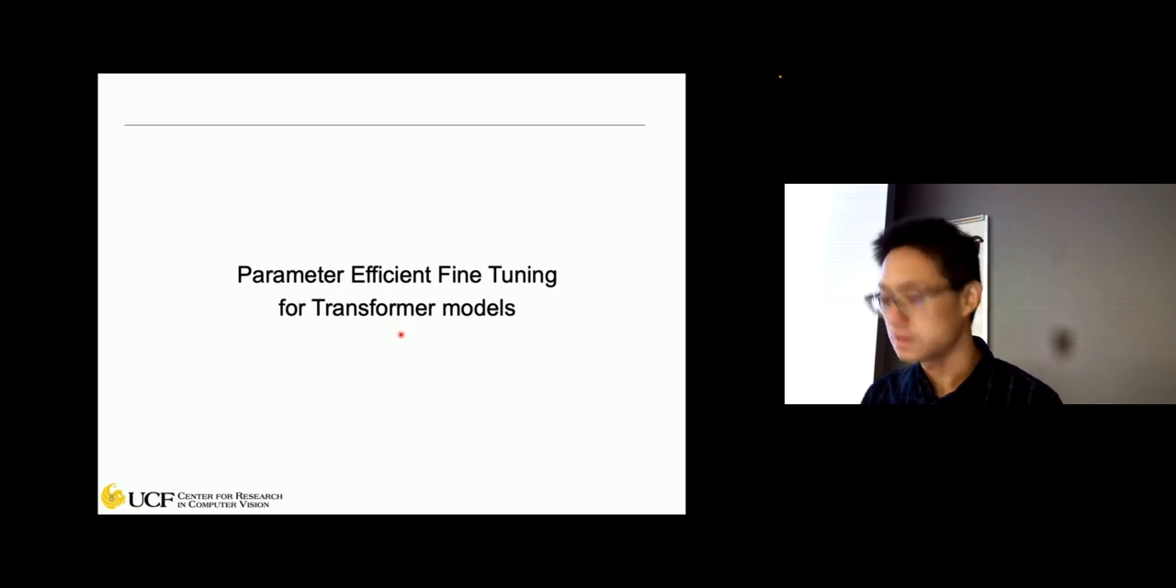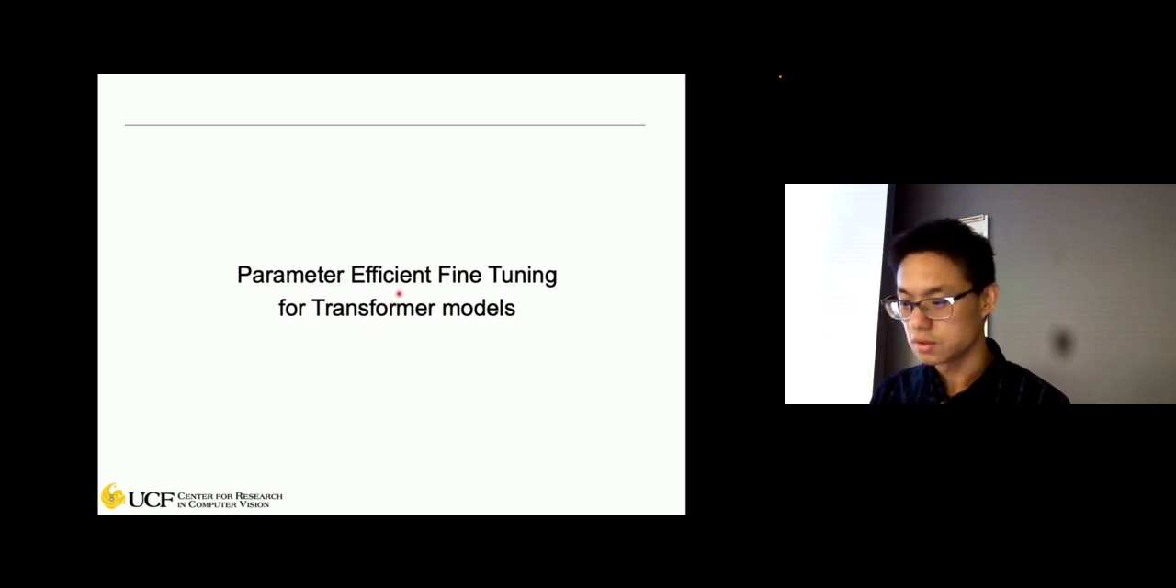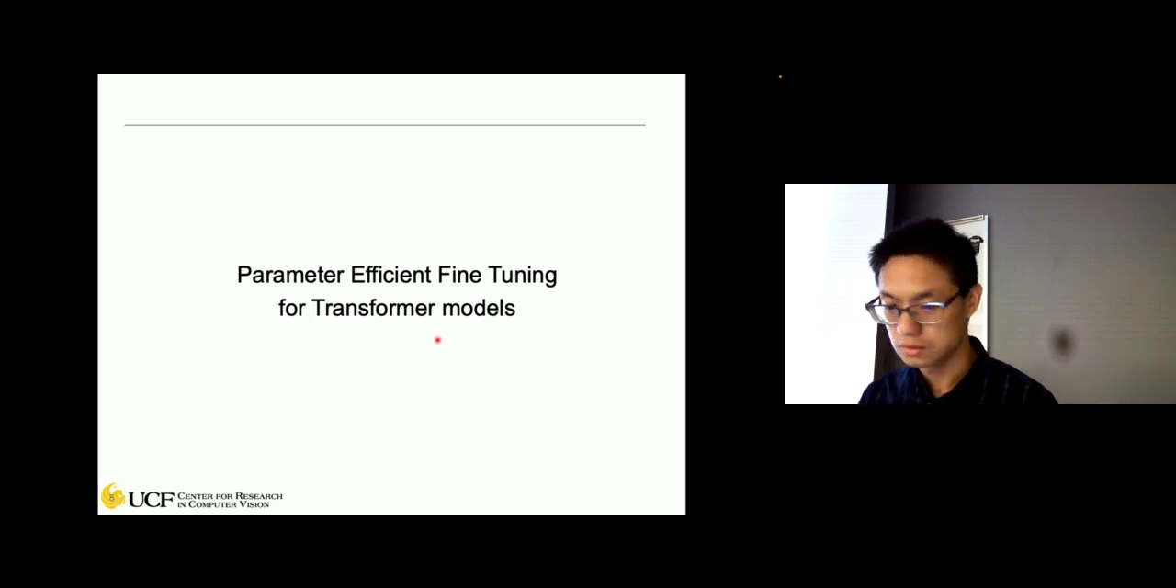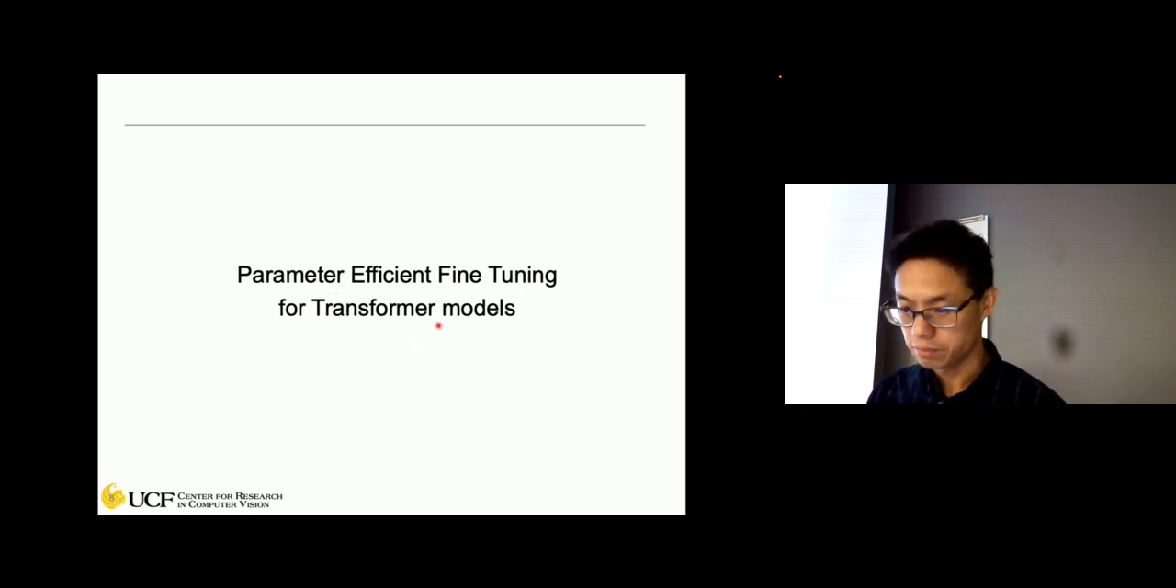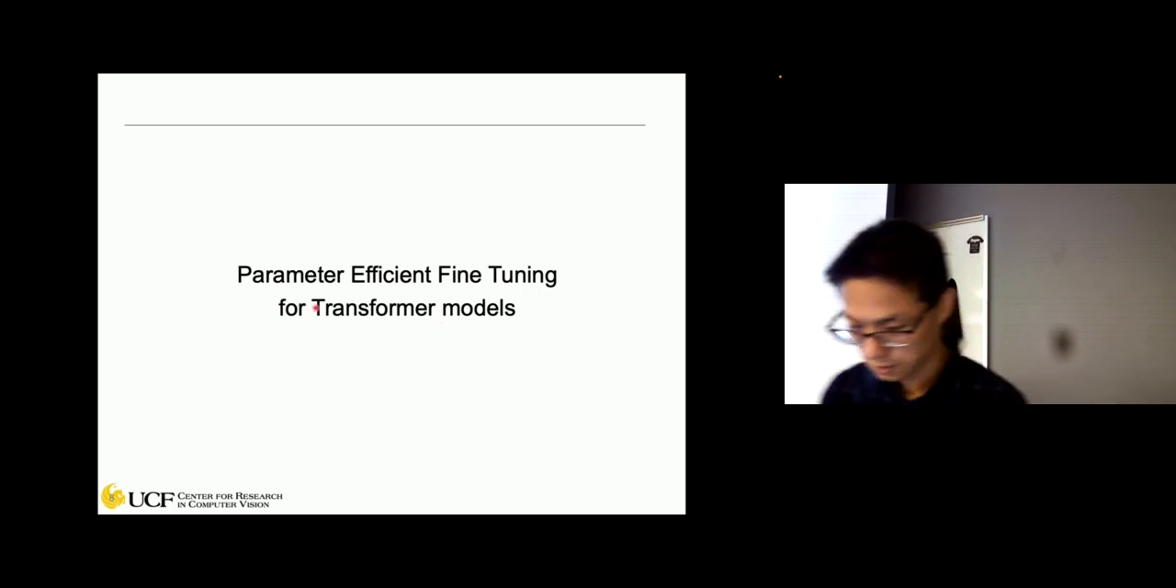So for this class, we'll talk about some of the efficient strategies. How can we promote parameter efficient fine-tuning for the transformer models specifically? Of course, these fine-tuning strategies can also be applied to CNN architectures, not necessarily limited to transformers. It's just because of the prevalence of transformer models in the large language model and vision domains, which are widely adopted and usually come with billions of parameters. That makes parameter efficient fine-tuning really important.